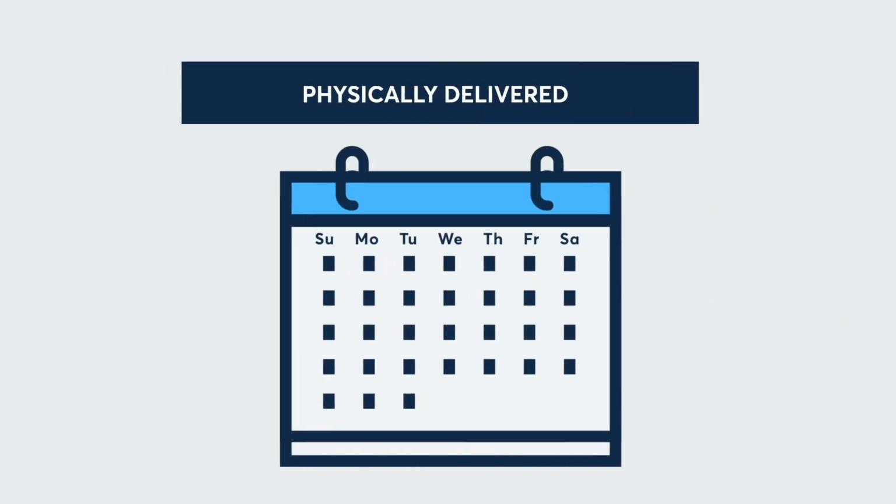Cross-rate futures are physically delivered on settlement day, which occurs on the third Wednesday of the contract month.